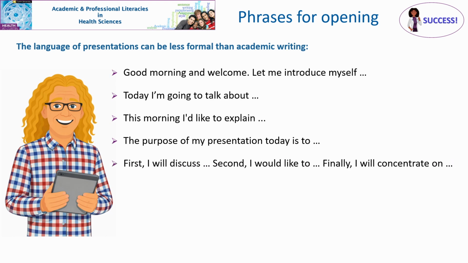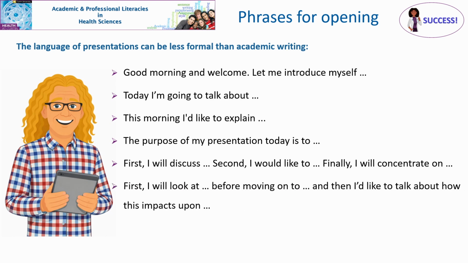First, I will discuss. Second, I would like to. Finally, I will concentrate on. And another way we can do this: first I will look at, before moving on to, and then I'd like to talk about how this impacts upon. Okay, so these are all phrases that can be used appropriately in your presentation.